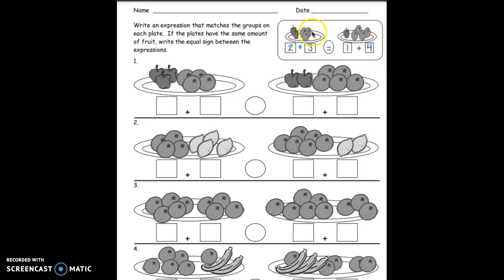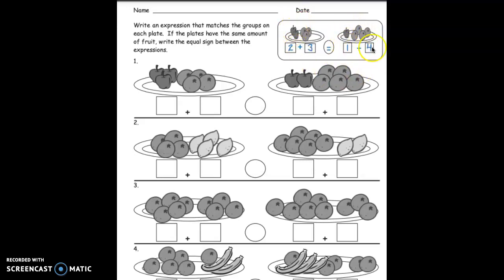Now I'm going to decide how many pieces of fruit I have all together on the plate. And a really good strategy would be to write that number above the plate so you don't forget. So let's count. 3, 4, 5. So I would put a 5 above.